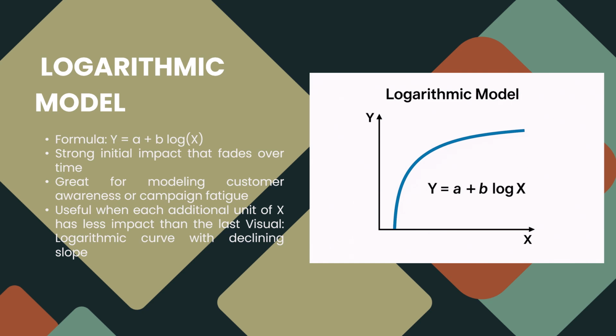This kind of model is best when the impact of each additional input decreases over time. This is especially true in scenarios like ad fatigue, where the first few exposures to a campaign drive big results, but the same ad repeated over and over has less and less impact. The curve rises quickly at first, then tapers off.